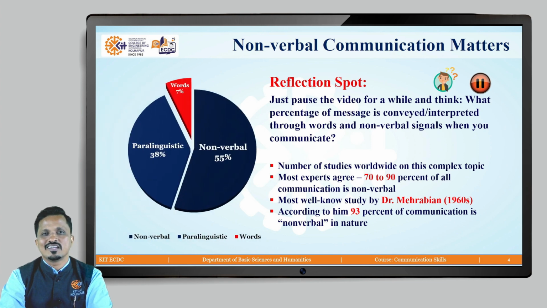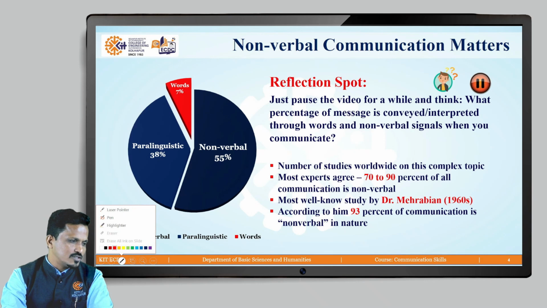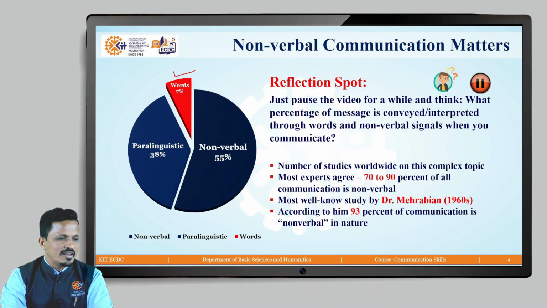Only 7% is words, and this is the pie chart given by Dr. Mehrabian. Through words we communicate just 7%. Body language or non-verbal communication is almost 55%, and 38% is paralinguistic features.